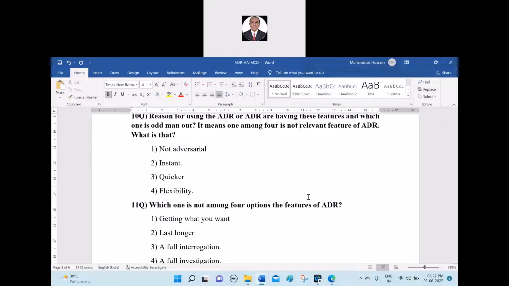11th question. Which one is not among the 4 options the feature of ADR again? One is not the feature of ADR, but the other 3 are features of ADR. Number 1, getting what you want. 2, last longer. 3, a full interrogation. 4, a full investigation.